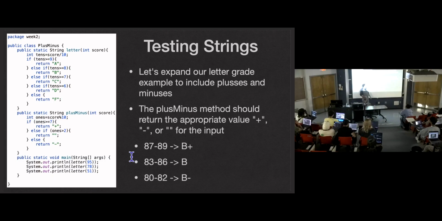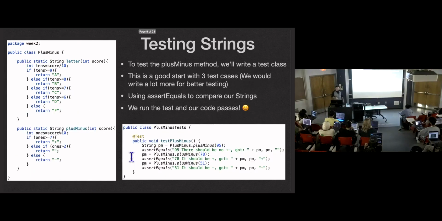Anything 3 to 6 is going to be no modifier, and then 0 to 2, we're going to give a minus modifier to. So we have pluses and minuses on our grades. And we have this beautiful main method with 3 test cases that we're going to verify manually. But we're beyond main methods, so let's rewrite these test cases in a test class.